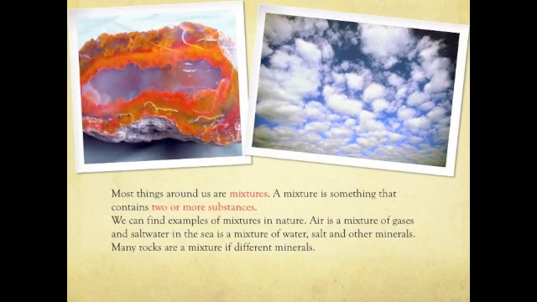Most things around us are mixtures. A mixture is something that contains two or more substances. We can find examples of mixtures in nature. Air is a mixture of gases and salt water in the sea. It's a mixture of water, salt, and other minerals. Many rocks are a mixture of different materials.